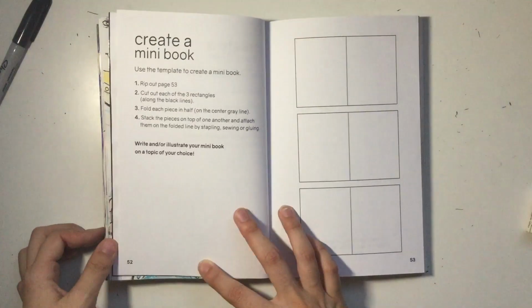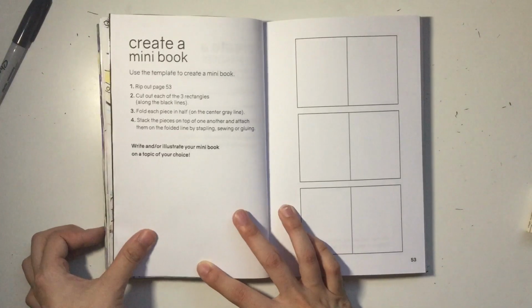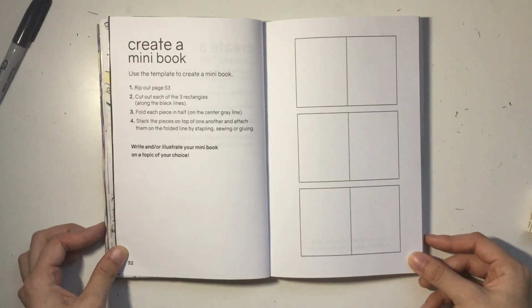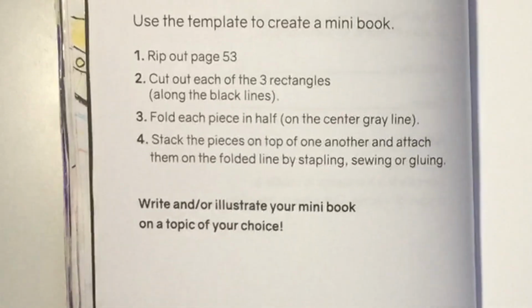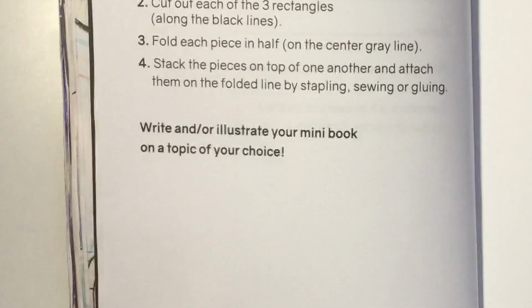So the next book. Okay, so the instructions on the next page say, use the template to create a mini book. And then there are a couple of instructions on how to make it. Then it says, write and or illustrate your mini book on the topic of your choice.